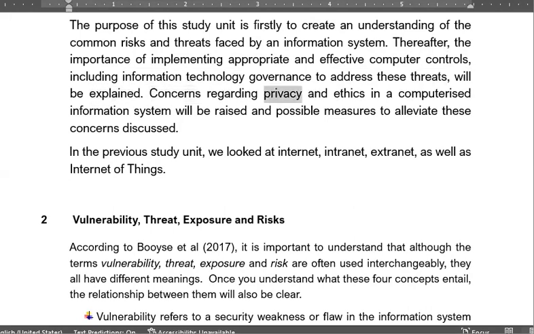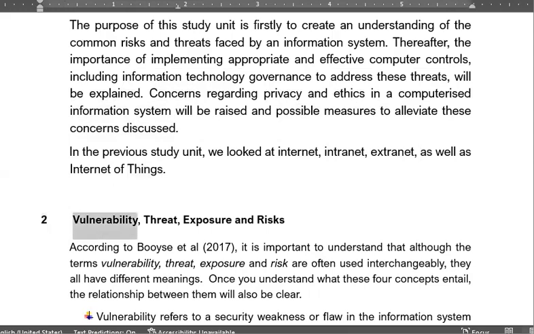Concerns regarding privacy and ethics in a computerized information system will be raised and possible measures to alleviate these concerns discussed. In the previous study unit, we looked at Internet, Intranet, Extranet, as well as Internet of Things.